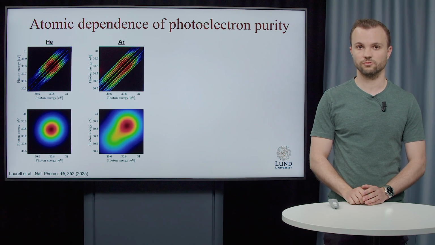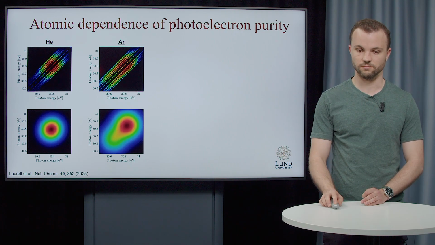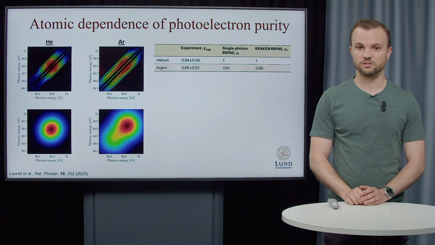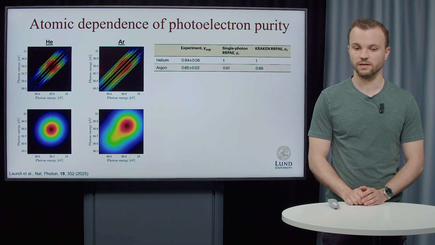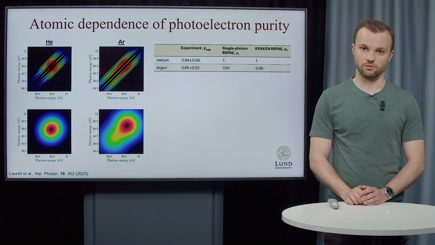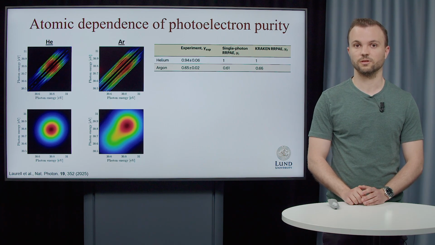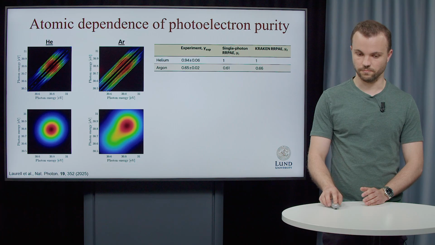We can see that both the raw data and the complete reconstructed density matrix look rather different between the two atomic gases. We can quantify this by measuring the purity, which is given by the trace of the square of the density matrix. In helium, we obtain a purity that is very close to 1, indicating that the photoelectron can be described correctly with a wave function. In argon, we obtain a much lower purity, indicating that the wave function formalism would not be able to describe correctly the photoelectron. So what is the difference between the two atoms?